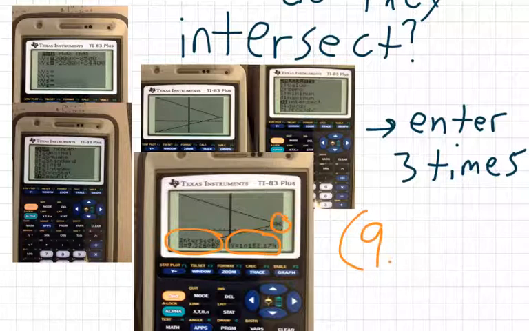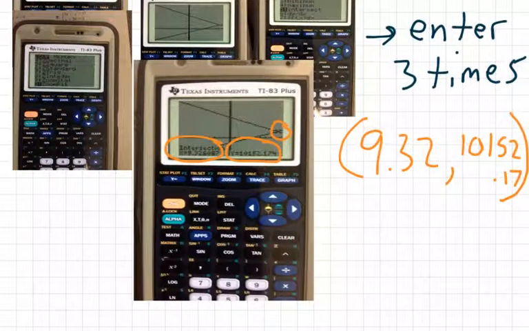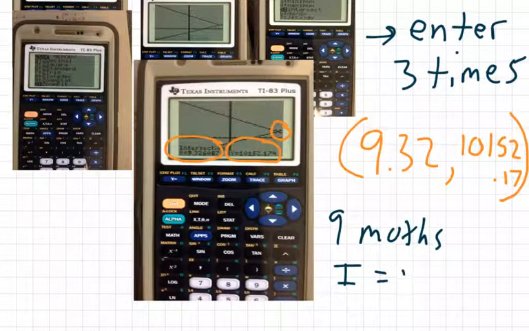9.32 and 10,152.17. So what that means to the problem is that it's going to be at about 9 months where income equals expense. And that's what the income should be, just a little over 10 grand.